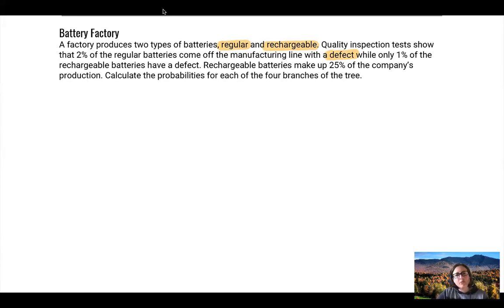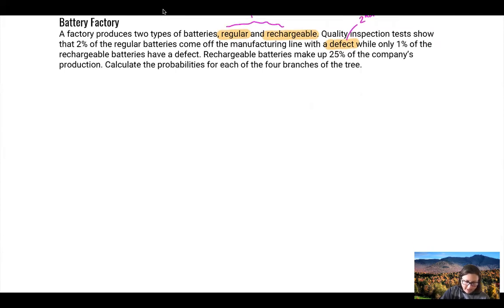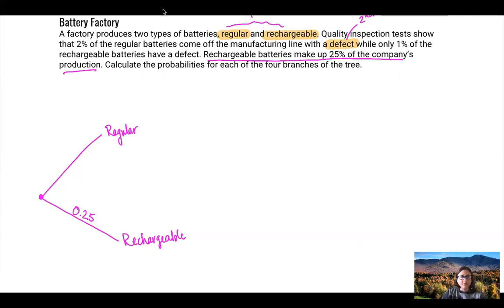So the very first thing I have to do is figure out which one of these events happened first. Are the batteries defective or not first, or are they created as a regular or a rechargeable first? Hopefully that is obvious to you, but this one is my first event, and then this is going to be my second event. So I'm going to start here by saying, all right, I've got 2 options for how batteries are produced. They're either going to be regular or rechargeable. And for the percent, rechargeable batteries make up 25% of the company's production. So down here, there's a 25% chance that a battery would be rechargeable, and I can infer that 75% of the batteries would be regular.